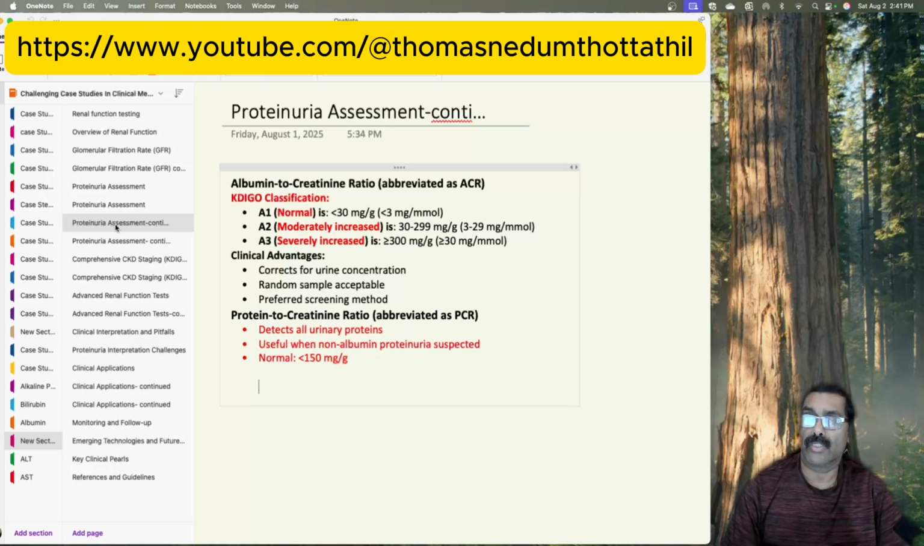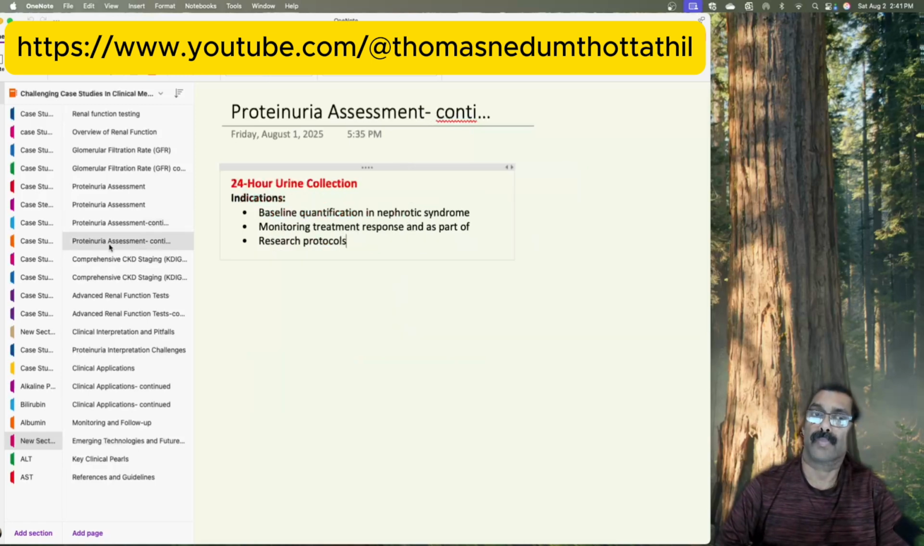Protein to creatinine ratio, abbreviated as PCR. Detects all urinary proteins, useful when non-albumin proteinuria is suspected, and normal value is less than 150 milligram per gram. 24-hour urine collection. Indications: baseline quantification in nephrotic syndrome, monitoring treatment response, and as part of research protocols.